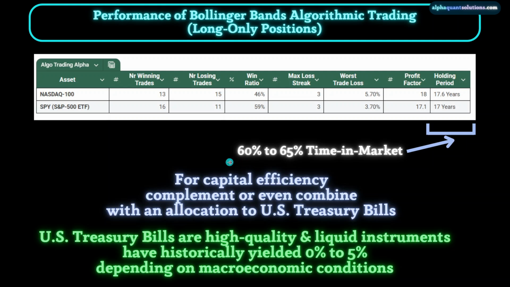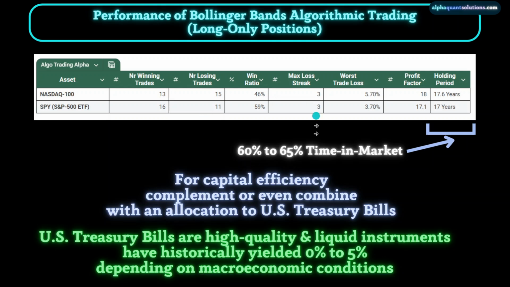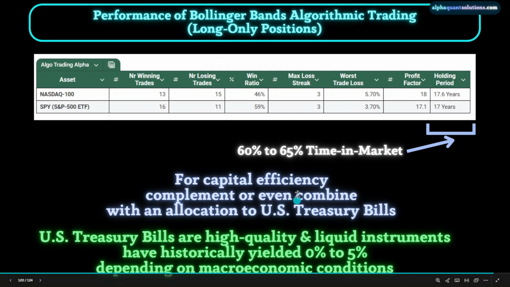And so this leaves quite a bit of time without using our capital, in case we were only to use this algorithm. This is why we also recommend investing in US Treasury bills, short-term Treasury bills from 1 to 12 months. Since these are really high quality and liquid instruments, and on average they have yielded between 0 and 5%, depending on macroeconomic conditions. But this is something we could complement this algorithm with, this type of safe investment in US Treasury bills.